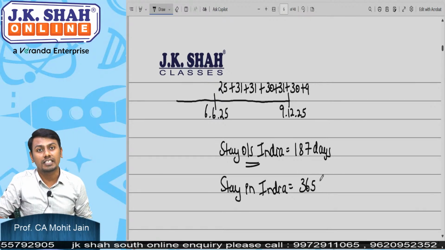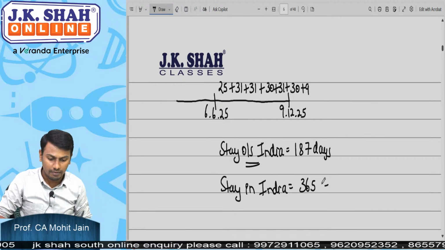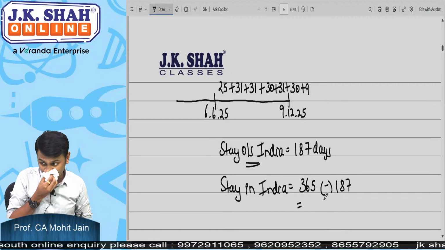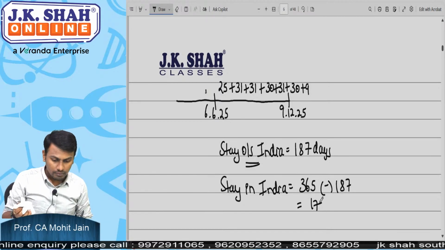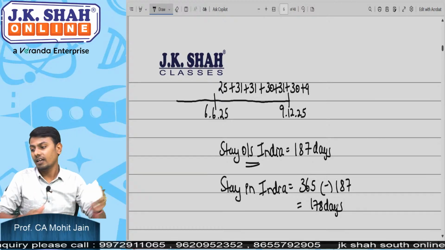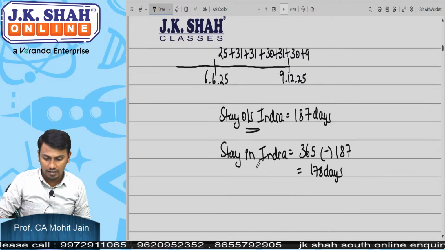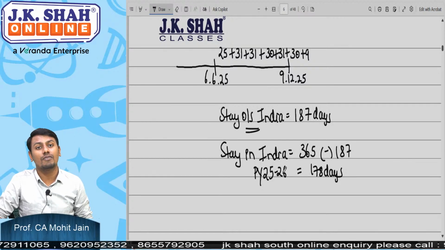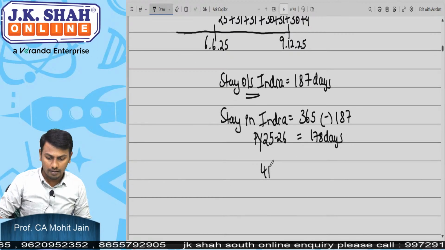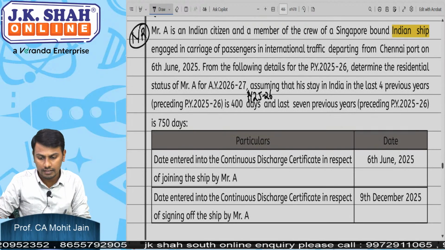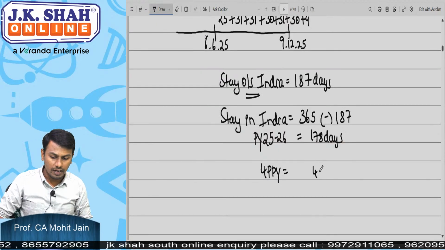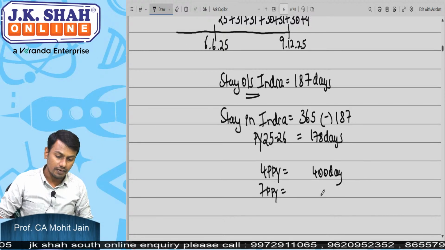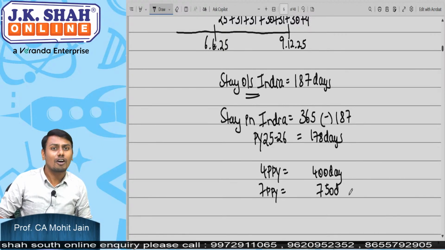Sir, how did you get 365? Please go to school. Nonsense, don't ask me how did I get 365. Minus how many days? 187. So 178 days he was in what? India. For which year? For previous year 25-26 he was there in India for what? 178. What about 4 PPY? They are given details now. 4 PPY 400 days and 7 PPY 750 days. Now let us do our normal dumtanana now.